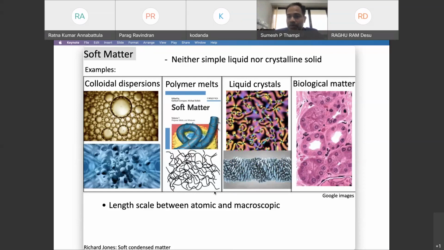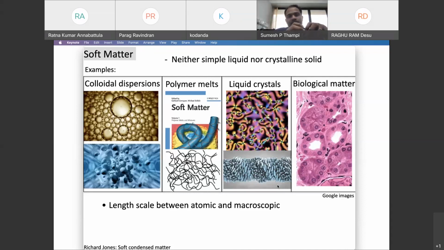In the case of liquid crystals, again there exists a variety of states. One example that I have shown here can be formed if the molecules making up this liquid crystal are chiral in nature, meaning they have some kind of a rotational structure, and that can give rise to certain self-assembled structures.